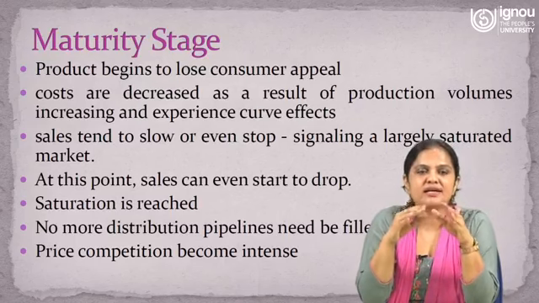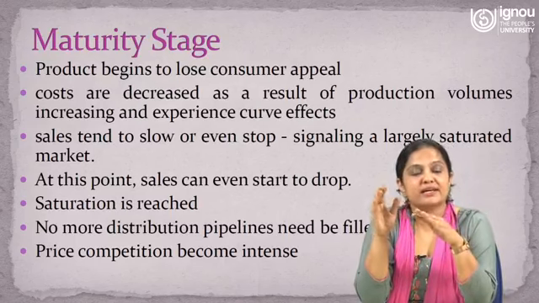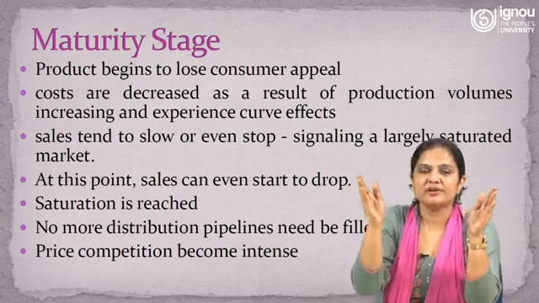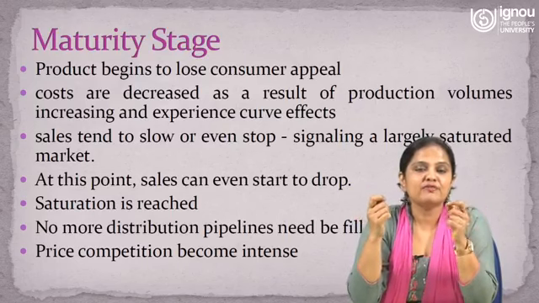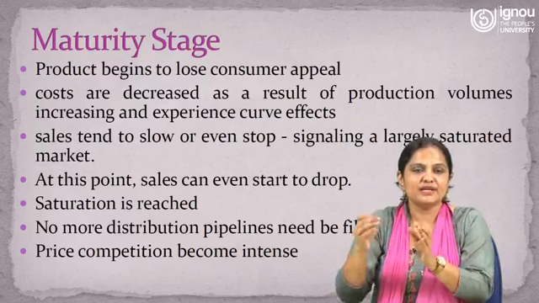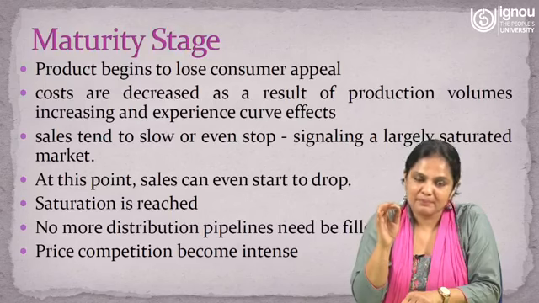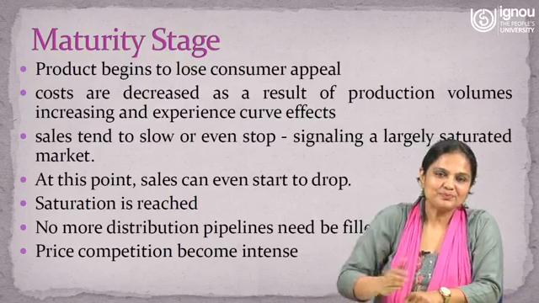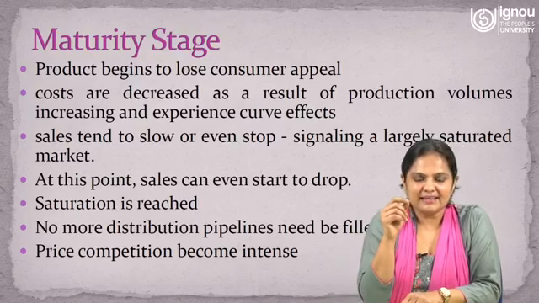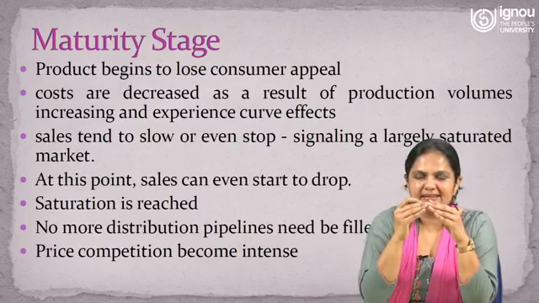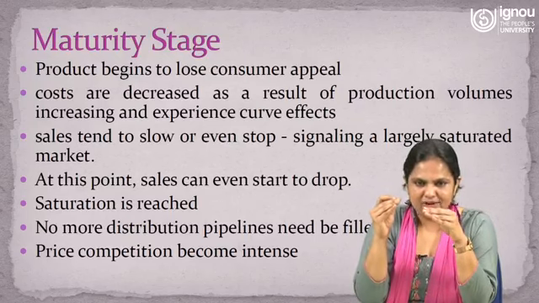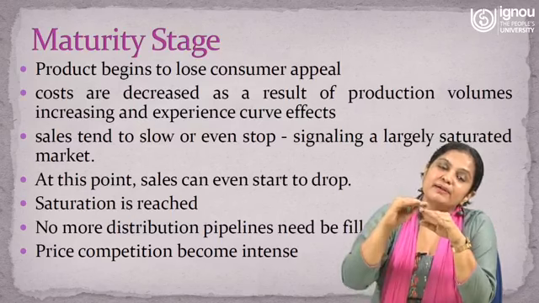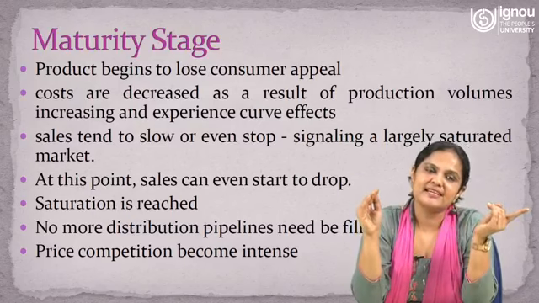In this case, costs are decreased as a result of production volumes. Since you were in the growth stage and you were producing the commodities in bulk, you were churning the benefits of large scale economy and you are still churning it. So the costs are less, but your sales may drop at this stage, right? At this point, either you can see a drop in the sale, or it may be increasing, as I said, but not at the rate at which it was increasing in the growth stage.